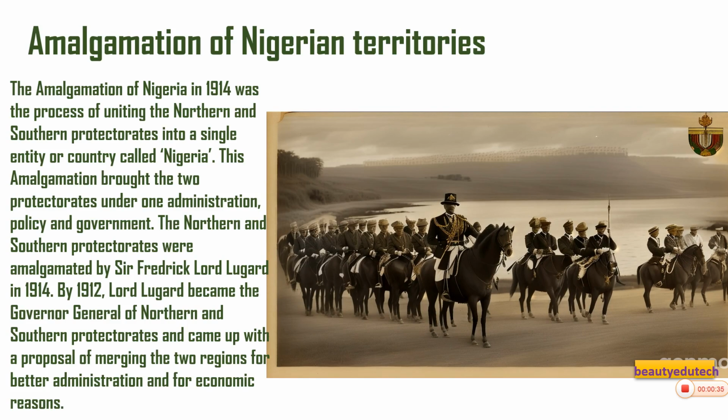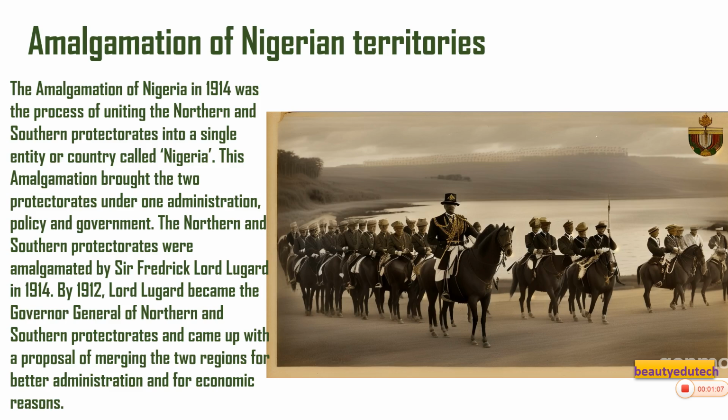The amalgamation of Nigeria in 1914 was the process of uniting the northern and southern protectorates into a single entity or country called Nigeria. This amalgamation brought the two protectorates under one administration, policy, and government. The northern and southern protectorates were amalgamated by Sir Frederick Lord Lugard in 1914.